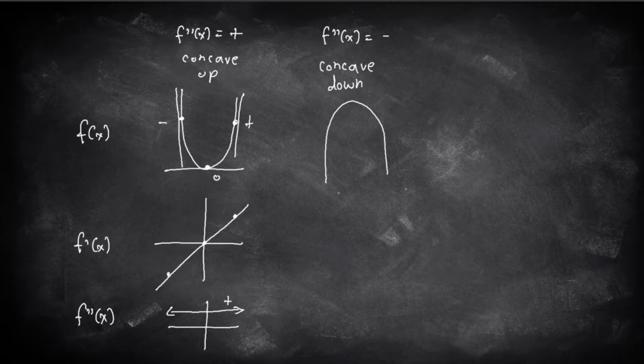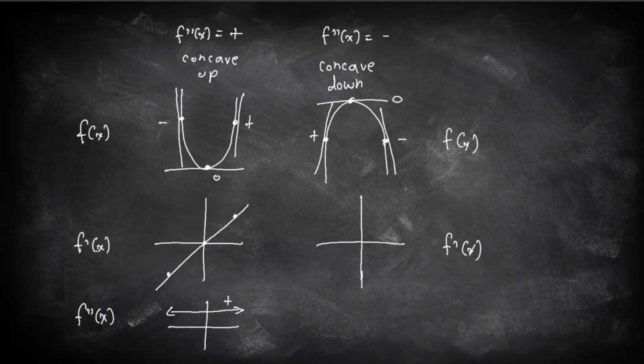Now let's do the same thing for concave down. Choose 3 points: a point before, a point at our maximum, and a point after our maximum. The slope before the maximum is positive because the derivative is positive. The derivative is 0 at the maximum. The derivative after is negative because the slope is negative. This is our original function, and this is our derivative: positive, 0, and then negative.